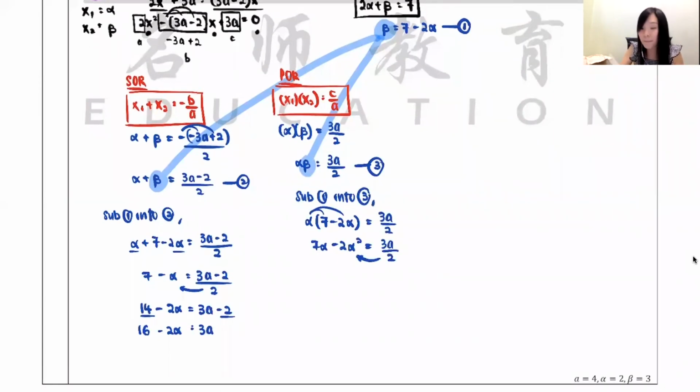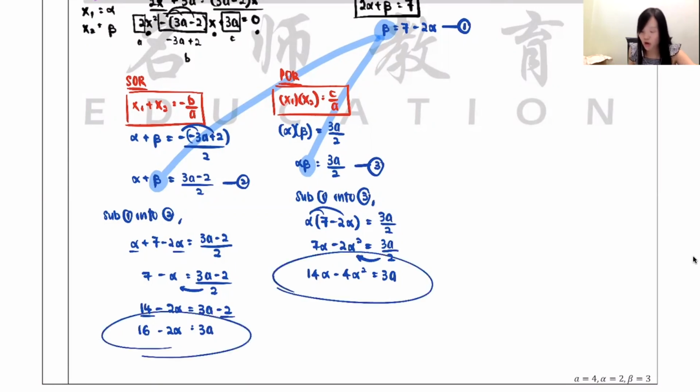Divide by 2, move it up, times 2. 2 times 7, 14. 2 times 2, 4. Isn't it equals 3a? So do you guys realize this question, 25, has 3 unknowns, that's why I got 3 pieces of information. But of course, now after I sub 1 into 2 and sub 1 into 3, do you realize my information only has alpha and a left? Correct? I think it's quite easy to do.